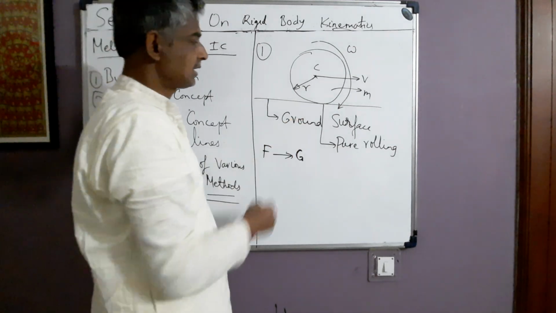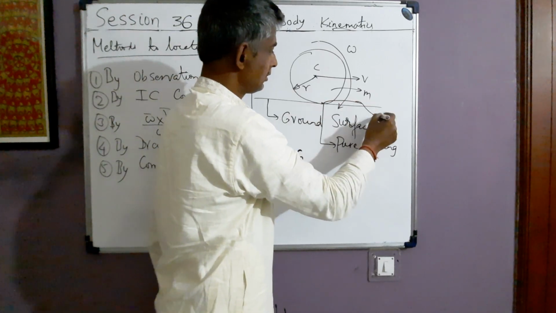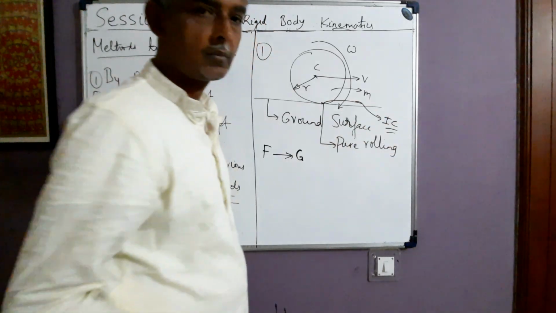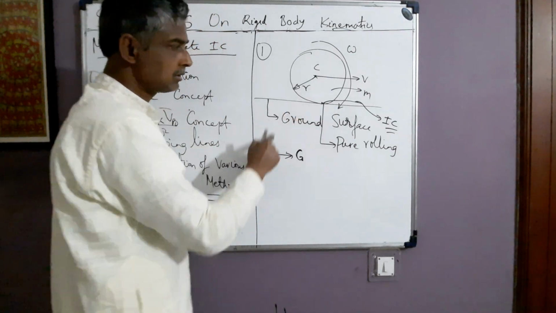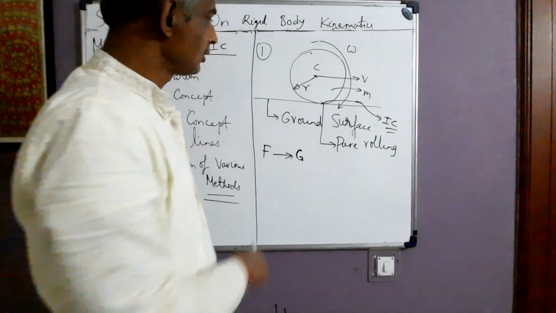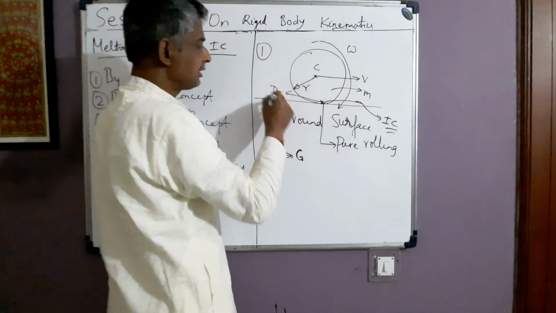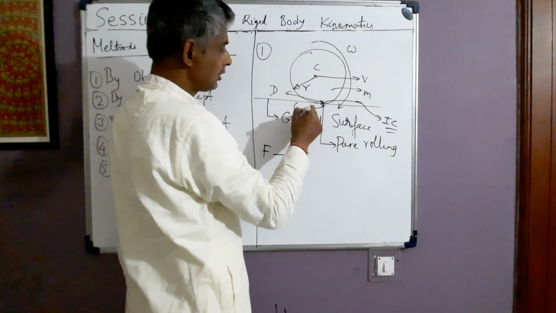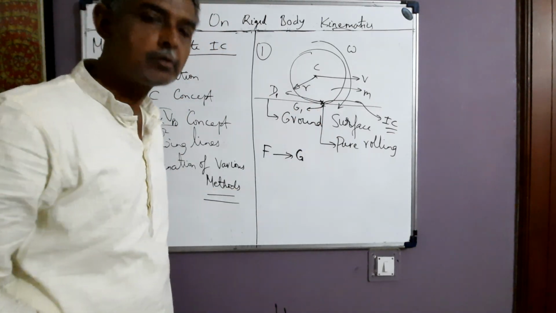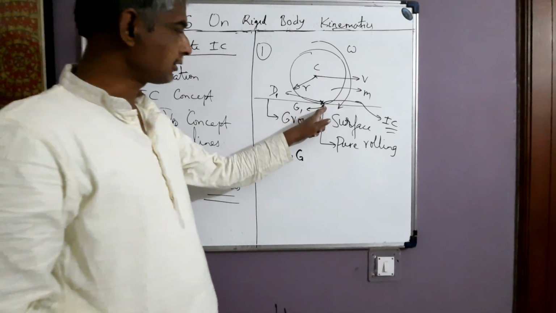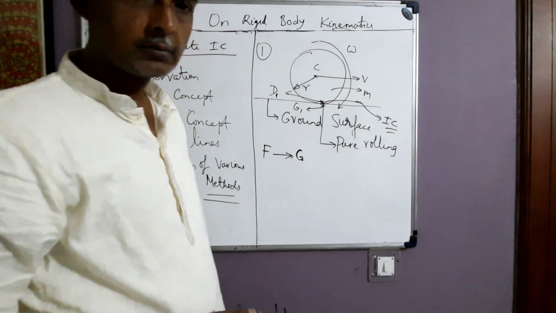In this case, the IC of the drum with respect to ground will be this location. This will be the IC. Why? This follows from the pure rolling concept. Assume this is the ground surface, fixed with respect to ground. D1 is the material point of the drum in contact with material point G1 of the ground. G1 is the location on the ground frame, D1 is the location on the drum. Both are in contact at the given instant.